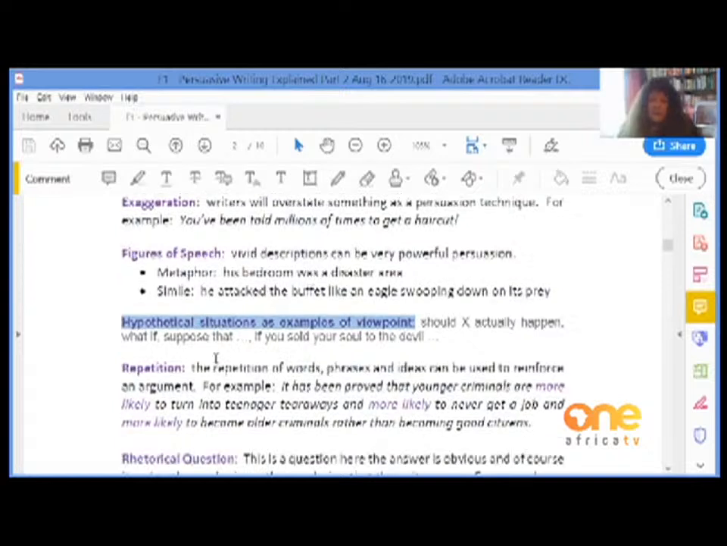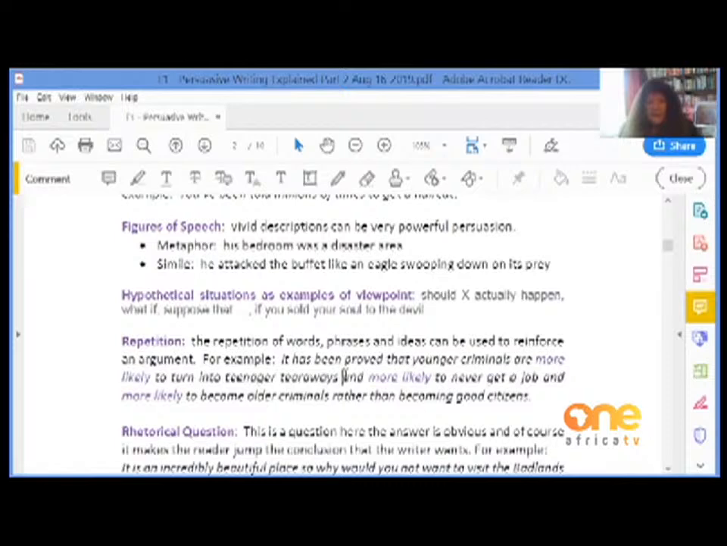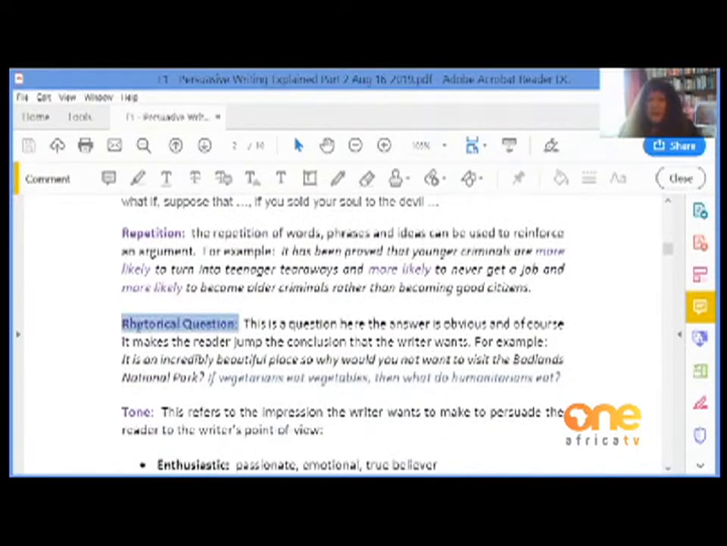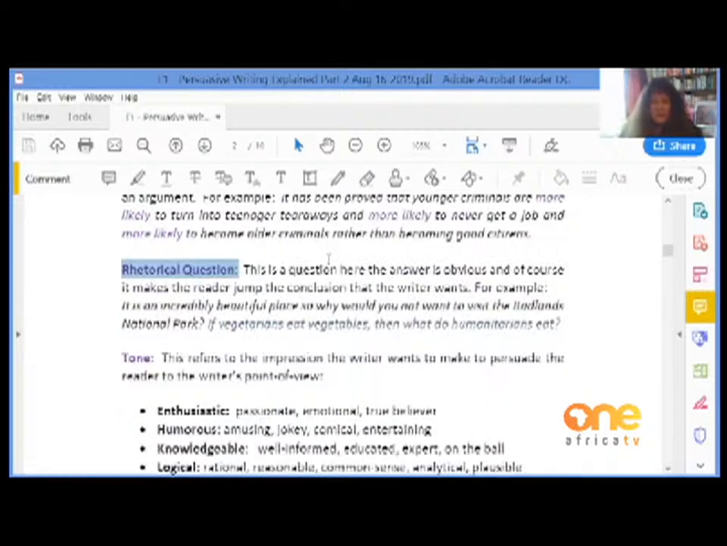That sort of thing. Another thing we use is repetition, because sometimes you can brainwash people a little bit with your repetition, right? Rhetorical questions. A rhetorical question doesn't need an answer, okay? The answer is obvious, and it makes the reader jump to the conclusion that you want them to. Okay, you're trying to guide this reader of your article onto the same way of thinking as you do.